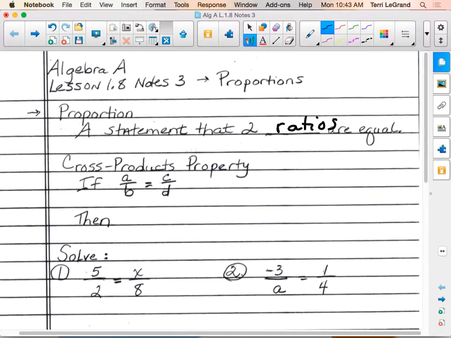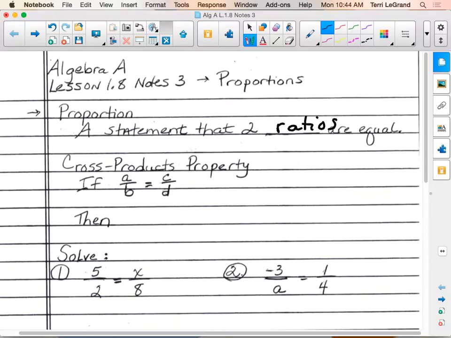I bet that first set of notes we took in 1.8, the one titled rates and ratios, would be useful. A ratio is a comparison of two quantities by division. A comparison of two quantities by division.